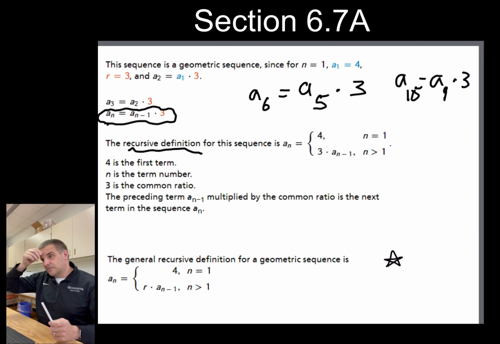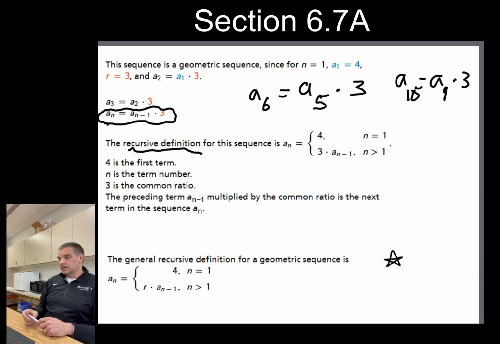It allows you to find the next term in the sequence only if you know the value of the one before it. If you don't know the one before it, you can't find the next one if it's recursive. So in this case, the recursive definition for the sequence: 4, that's our first term. 3 times a of n minus 1 means we're going to take 3, our ratio, times our previous term. So 4 is the first term, n is the number of terms, 3 is the common ratio, and then it says the preceding term, a of n, multiplied by the common ratio, is the next term in the sequence. So that's what that generally means.